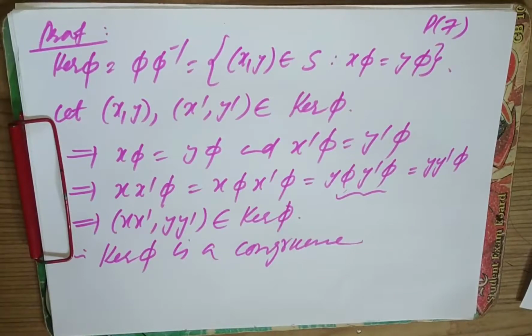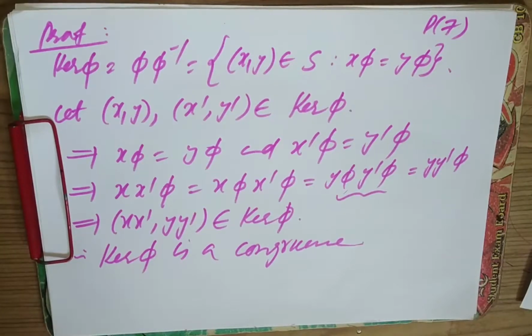So the kernel of phi is a congruence. Now we define a map alpha, and we show that the map is a monomorphism, satisfying the property that it commutes the diagram.